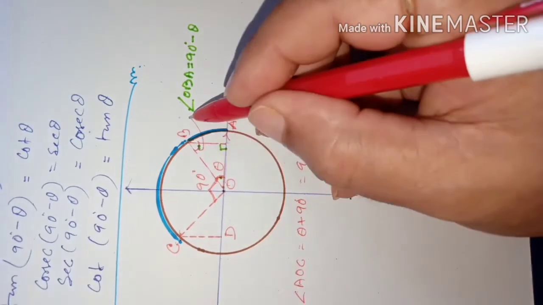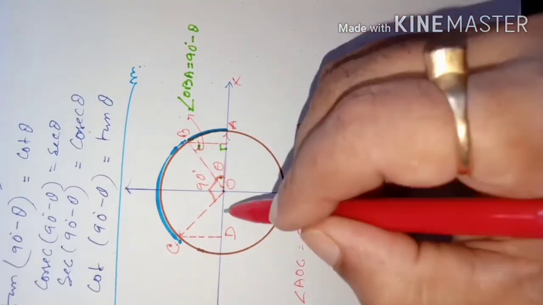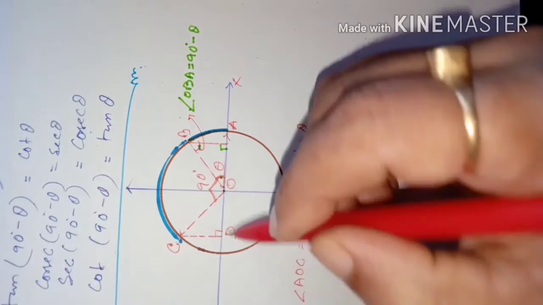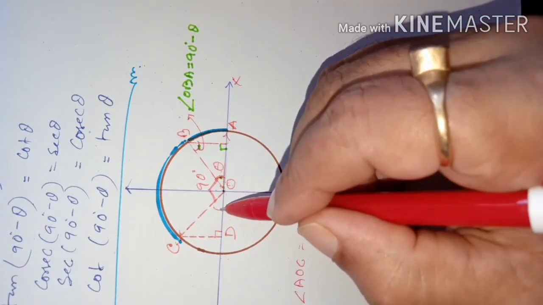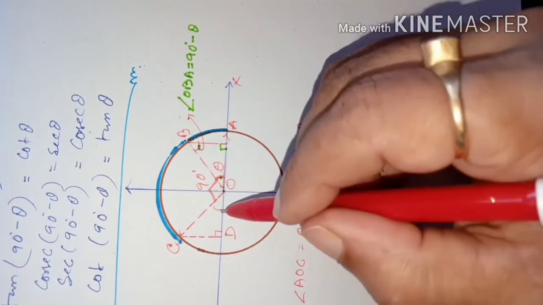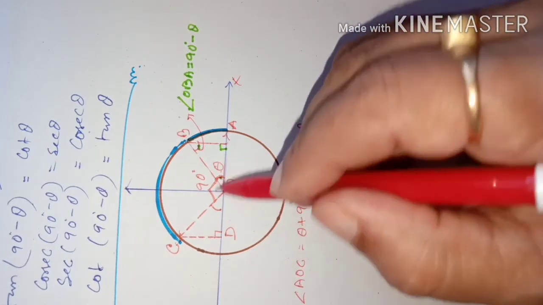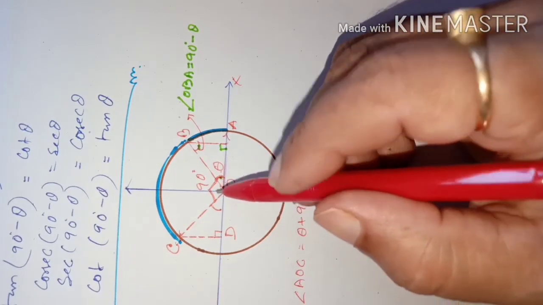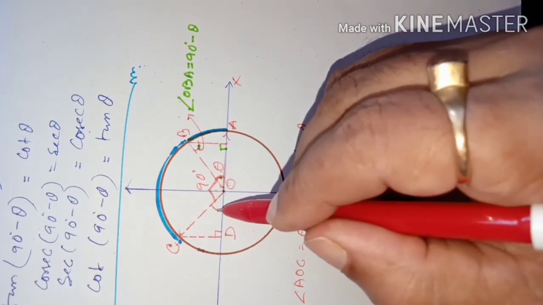Which angle have I said? This angle, that is angle OBA, that is 90 minus theta. Now dear students, this is 90 degrees, no? And this angle plus 90, this angle is equal to again 180 degrees. That means this angle will be how much? From 180 subtract these two angles, it will be 180 minus 90 minus theta, so this angle will be 90 minus theta again.